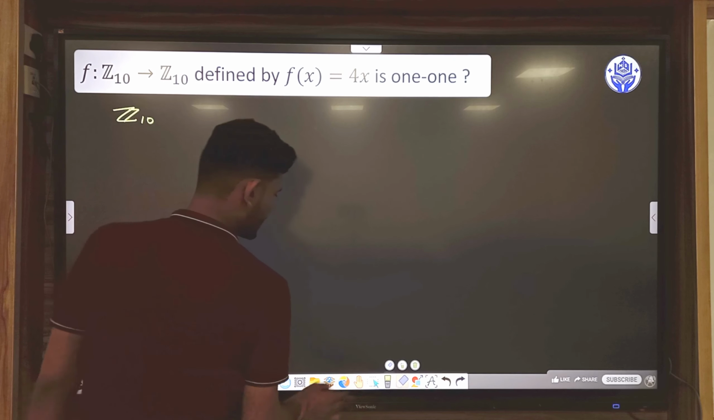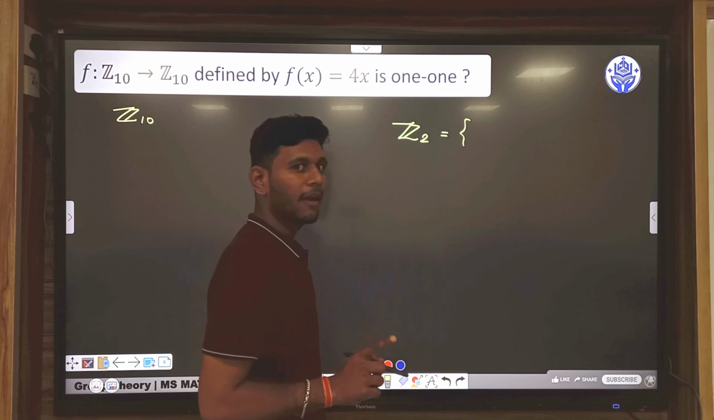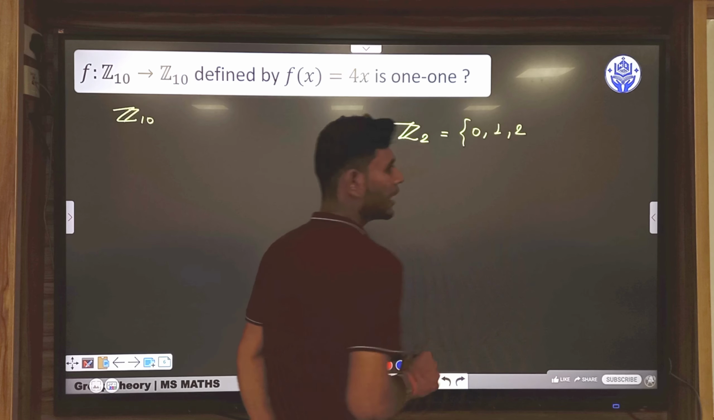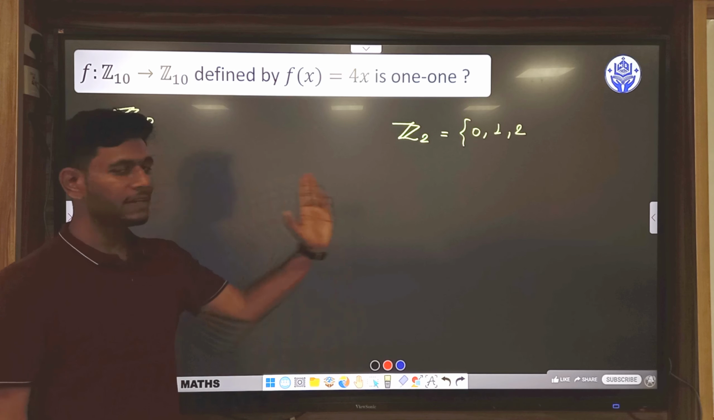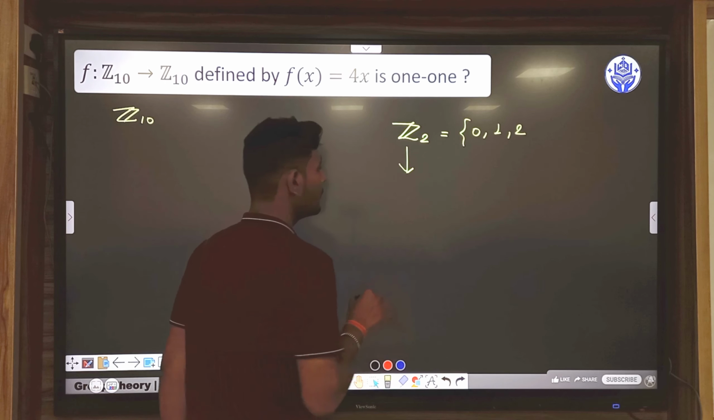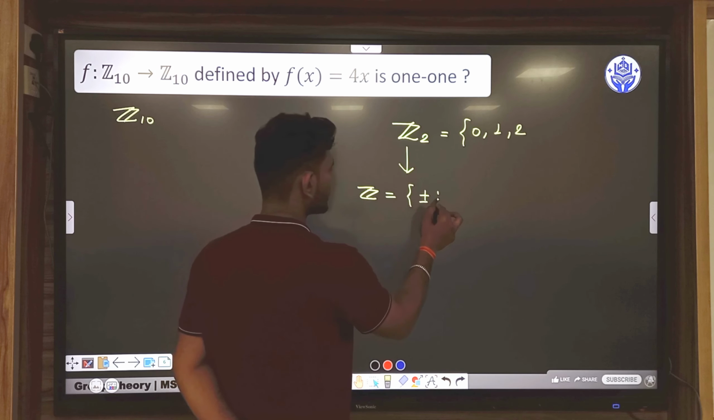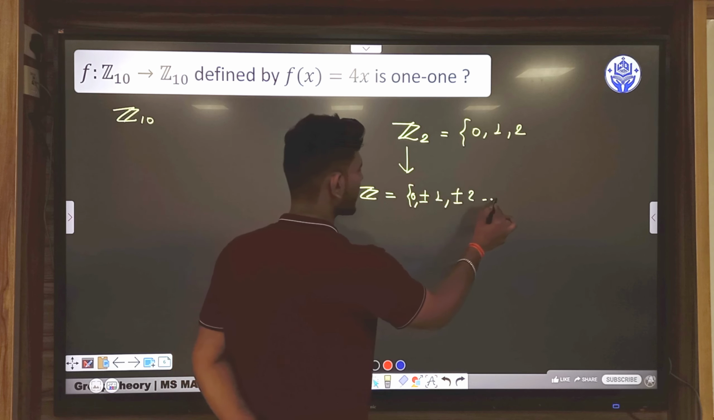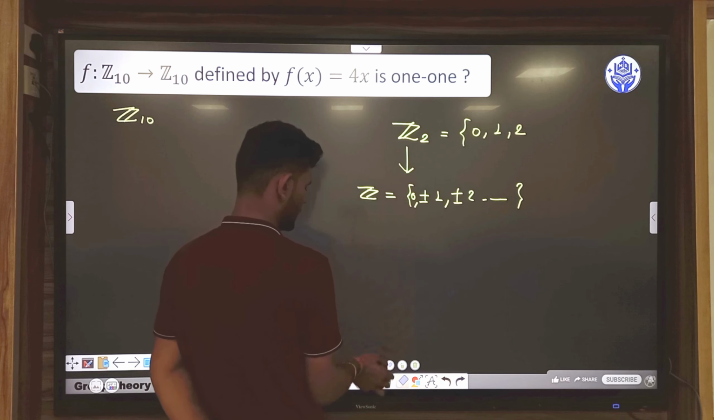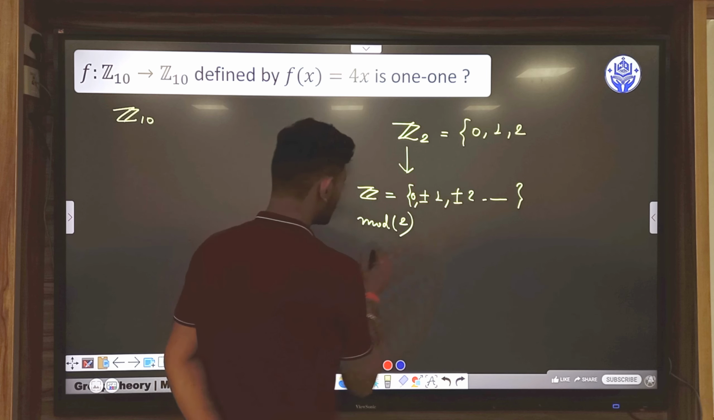Let me first take an example. What do you mean by Z2? Z2 will contain 0 and 1. If it is 3, then again it will be 1. How will it be 1? Let's say what is my Z? Z is plus minus 1, or 0, plus minus 1, plus minus 2, whatever. Now I am just taking mod 2. Okay, now what is mod 2?